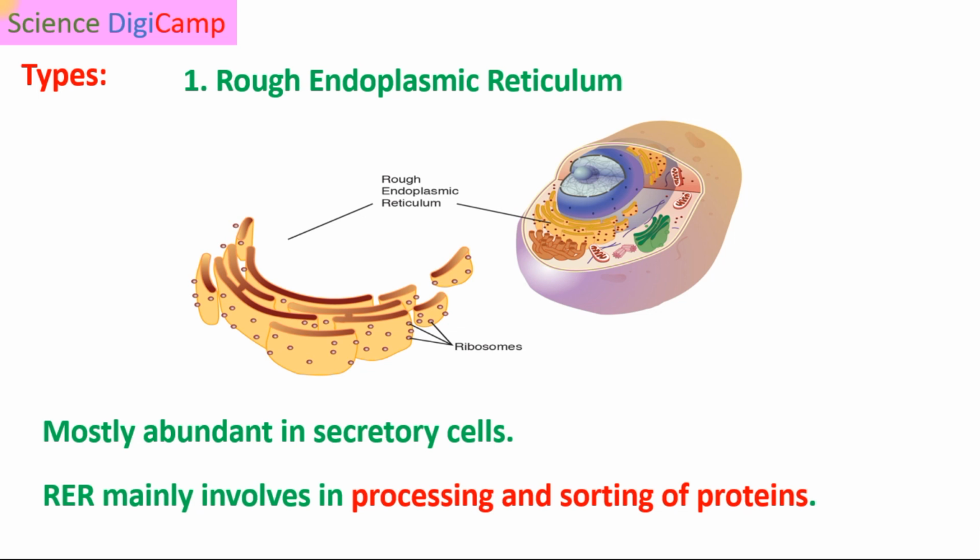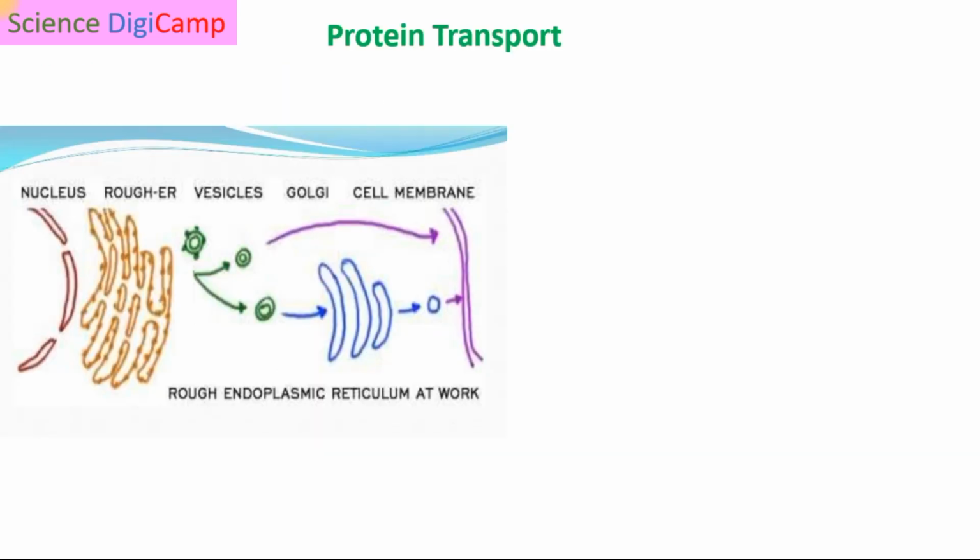It means once it receives proteins from ribosomes, further modification and packaging of proteins takes place in the lumen part of ER. We have seen what lumen is just now. Then proteins are transported to the targeted destinations in the form of vesicles. I will show you the protein transport so that you can understand better.